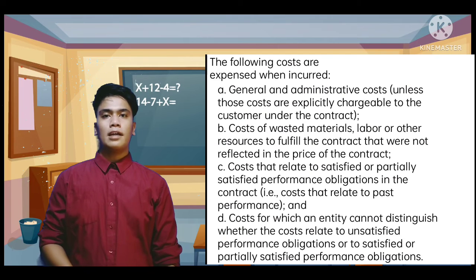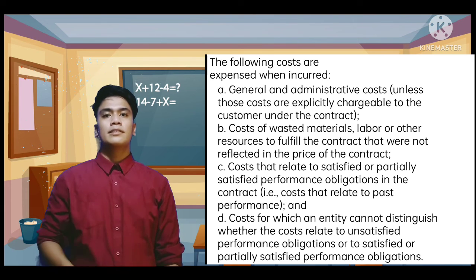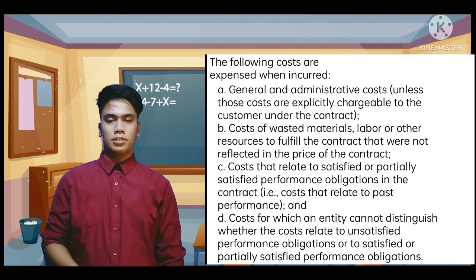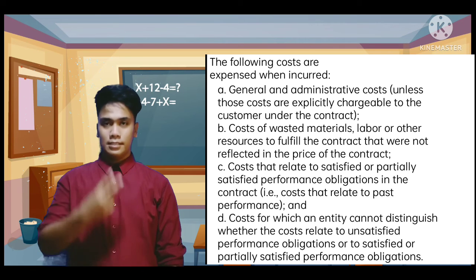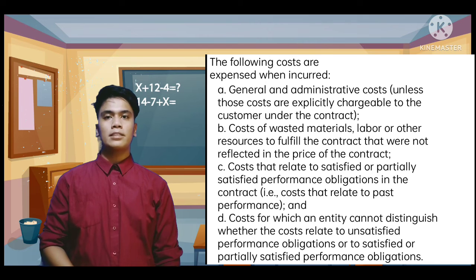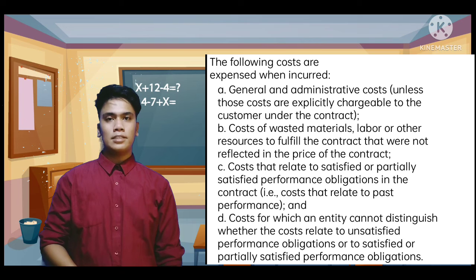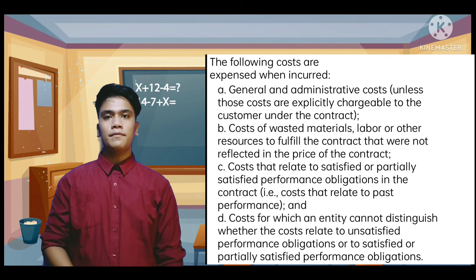The following costs are expensed when incurred. First, general and administrative costs, unless those costs are explicitly chargeable to the customer under the contract. Second, cost of wasted material, labor, or other resources to fulfill the contract that were not reflected in the price of the contract. Third, costs that relate to the satisfied or partially satisfied performance obligation in the contract.